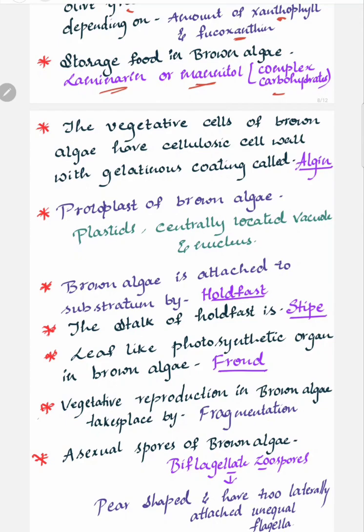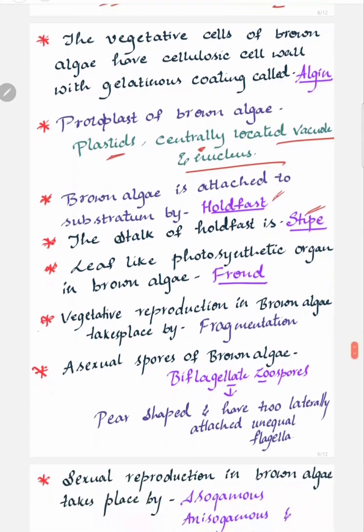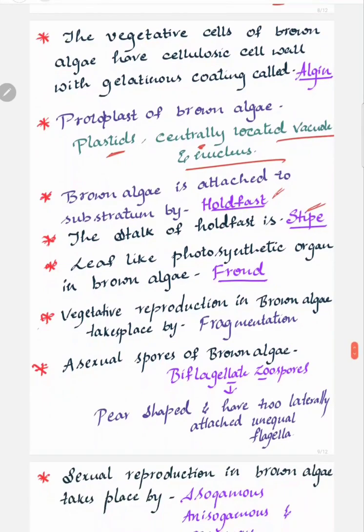The protoplast of brown algae contains plastids, a centrally located vacuole and a nucleus. Brown algae are attached to a substratum by a structure known as holdfast, and the stalk of this holdfast is called stipe. They have a leaf-like photosynthetic organ, and that is known as frond. Vegetative reproduction in brown algae takes place by fragmentation.